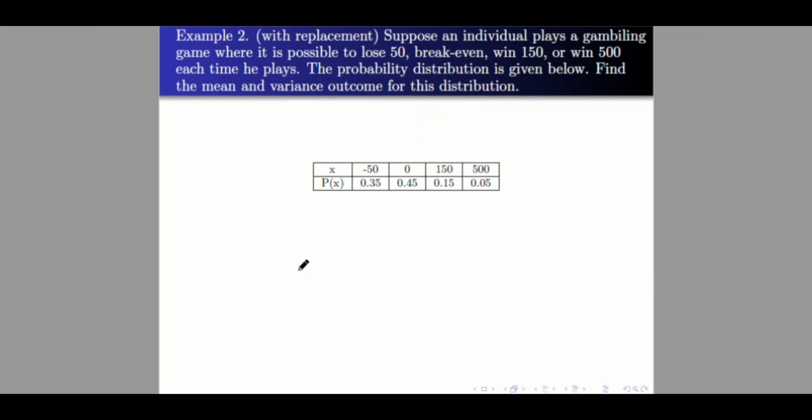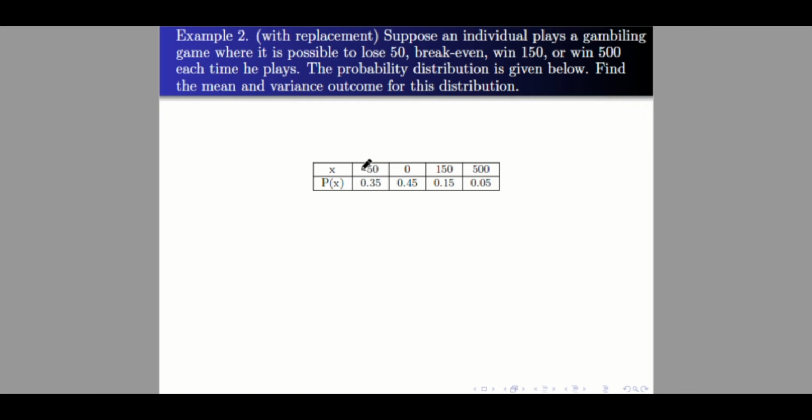Okay, example 2. Again, with replacement. Suppose an individual plays a gambling game where it is possible to lose 50, break even, win 150, or win 500 each time he plays. So we have now the probability distribution here. We need to find the mean and variance, but of course we can also find the standard deviation later by taking the square root.